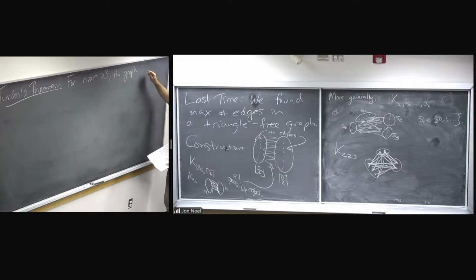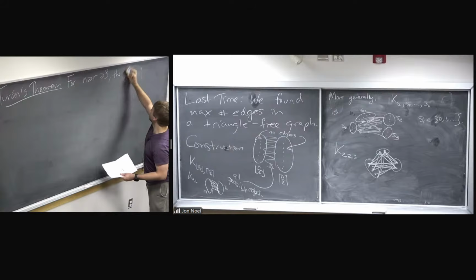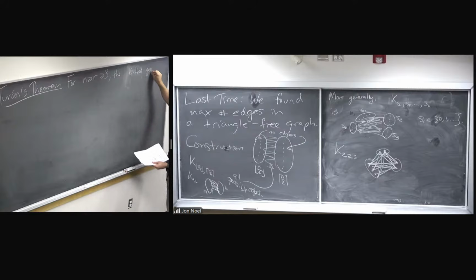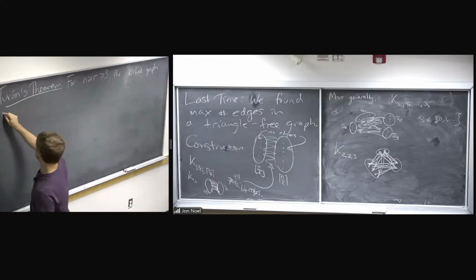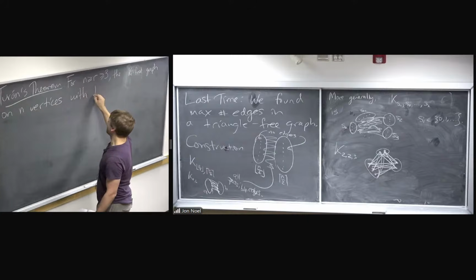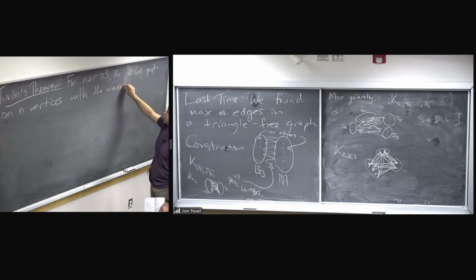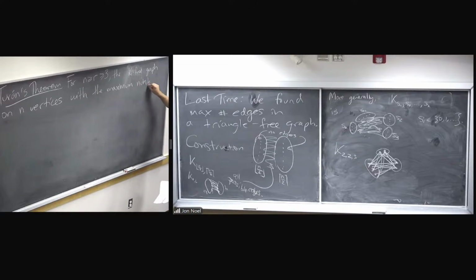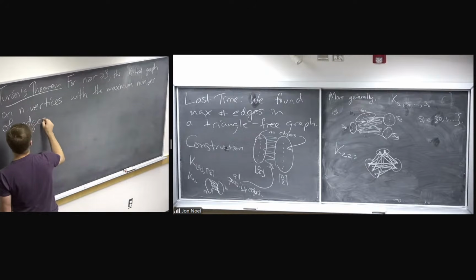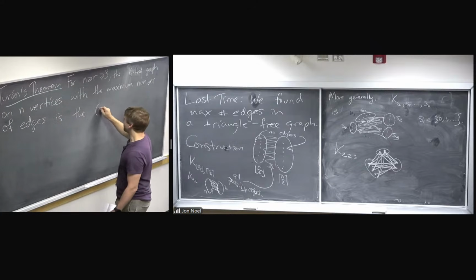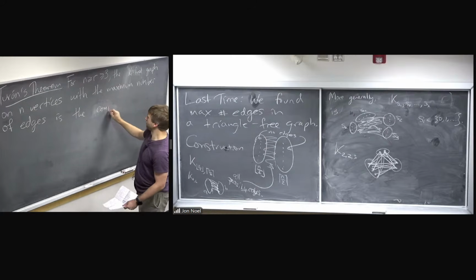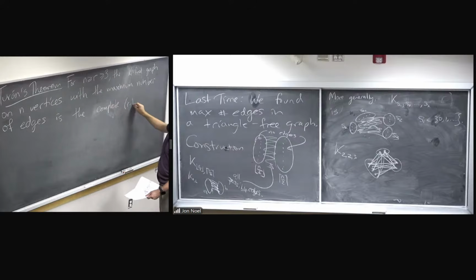So let me say the K_r-free graph on n vertices with the maximum number of edges is the complete r minus 1 partite graph.